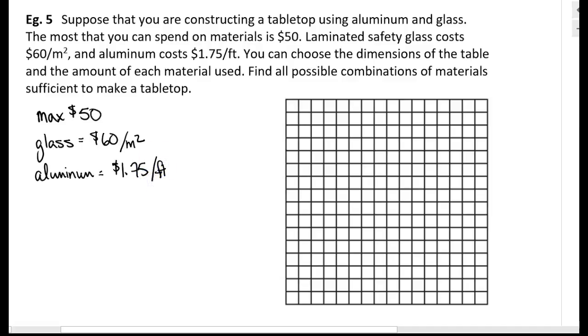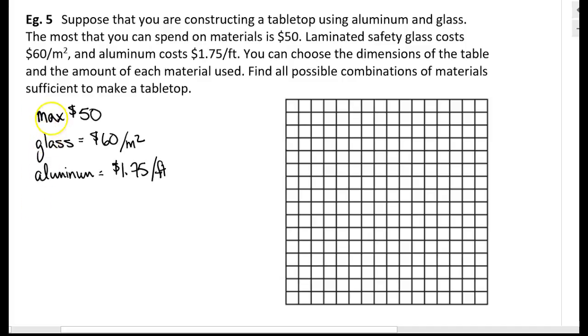You can choose dimensions of the table and the amount of each material used. Find the possible combinations of materials sufficient to make a tabletop. So while we're looking at this, we need to write an equation. That's the first thing that we would need to do.